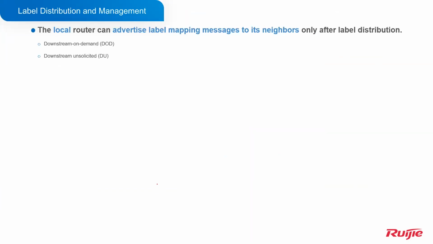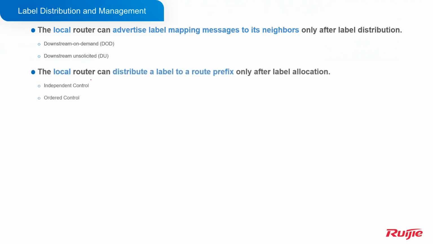Then how do we distribute and manage the labels? We have some principles. The first is that the local router can advertise a label mapping message to its neighbor only after label distribution. We have two modes: one is DOD and the other is DU, downstream on demand, or downstream unsolicited. And what is the difference in the result? Later we will show you one example.